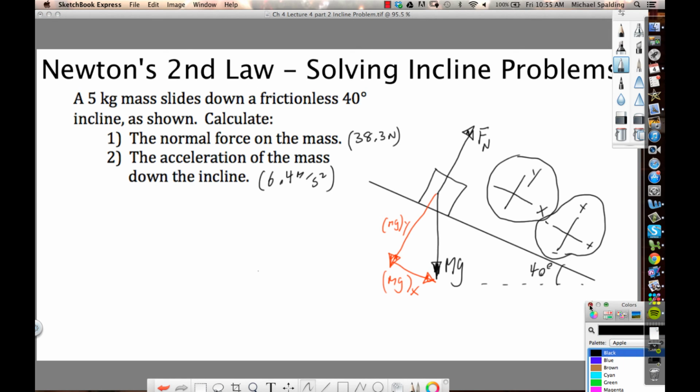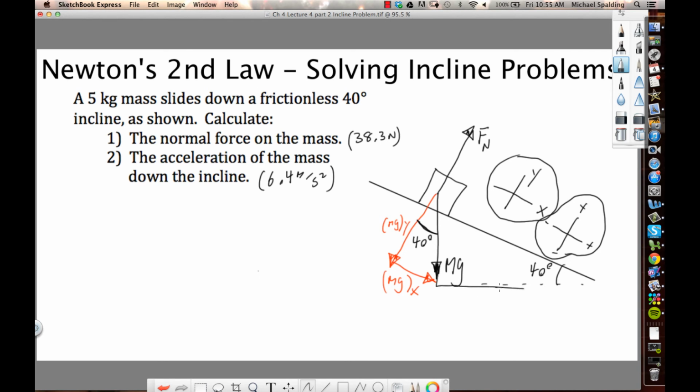With geometry, we can show that this angle in here, what's that going to be? 40 degrees, right? I'll show it again real quick. Here's how you figure it out. You got this triangle right here. So this is a right angle. So what's this angle up here? 50. That's got to be 50, which means the angle breaking mg apart has to be 40.